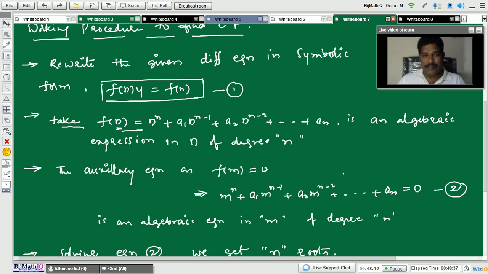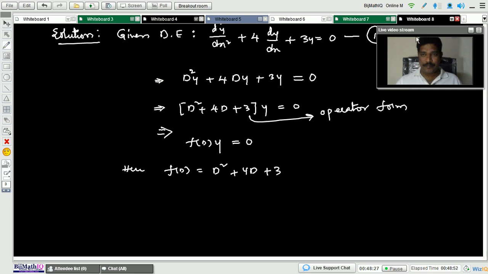So first, f of D is D power n, this is nth order, but our equation is second order. It is an algebraic expression in variable D of degree n, and in our example it is an algebraic expression in variable D of degree 2. The highest degree is 2.